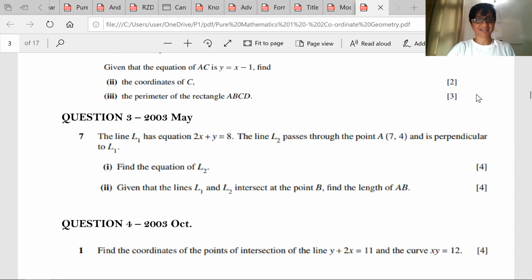Okay, go back. Now part 2. Given that the lines L1 and L2 intersect at the point B, find the length of AB. Again, another 4. This is easy, 8 marks.